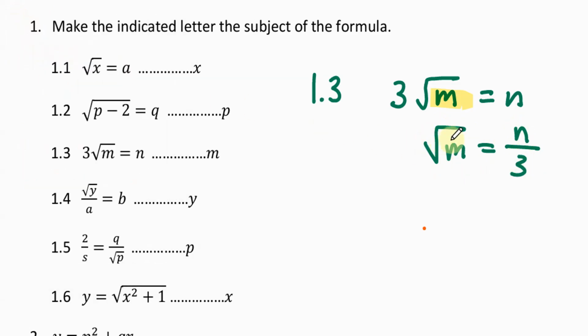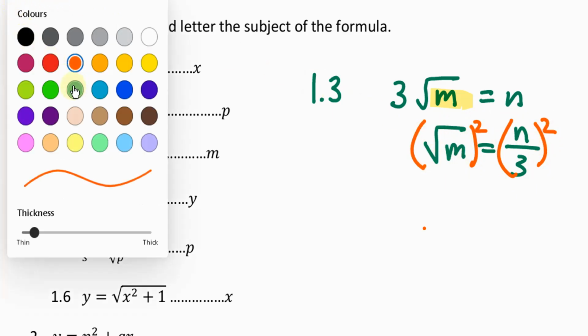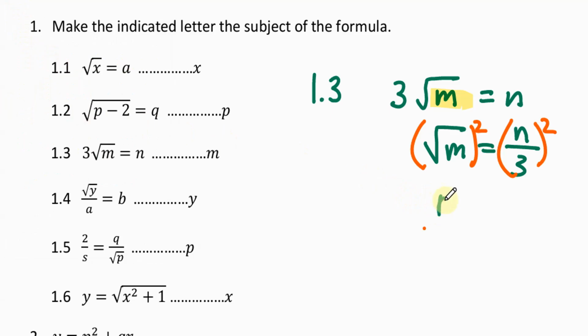Now we want to get rid of the square root on the left-hand side, and we simply square both sides. So the square root of m all squared will be m. So the square root drops when we square it. And then we simplify the right-hand side, we'll get n squared over 3 squared, of course, is 9.